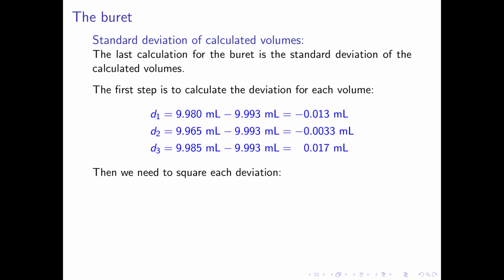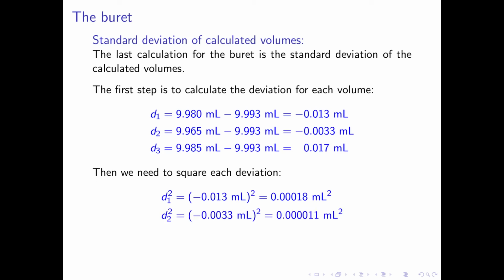Next, we square each of these. For the first deviation, we have negative 0.013 milliliters squared, or 0.00018 square milliliters. For the second, we have negative 0.0033 milliliters squared, or 0.000011 square milliliters. And lastly, for the third, we have 0.017 milliliters squared, or 0.00028 square milliliters.